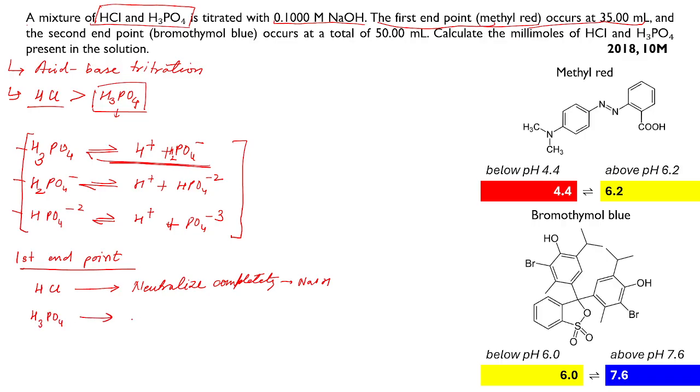H₃PO₄ is also going to be neutralized, only the first proton, by NaOH, okay? So this is the meaning of the first endpoint: HCl is completely neutralized by reacting with NaOH, and the first proton of this phosphoric acid is neutralized by utilizing NaOH, okay? Now let's read again. And the second endpoint, bromothymol blue, occurs at a total volume of 50 ml.